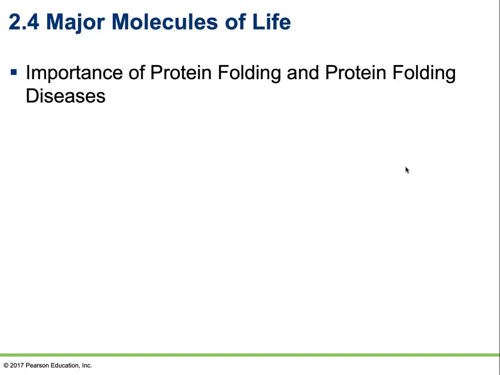We've already talked about denaturation and what happens if we lose that shape, but we're going to talk just a little bit more about the importance of protein folding and protein folding diseases. As we've already mentioned, that three-dimensional shape is very important, and we need to make sure that we get that protein folded up correctly. Proteins will self-assemble based on the amino acid sequence. If we have hydrophobic amino acids, they're going to fold inward. Hydrophilic amino acids are going to stay on the outside.